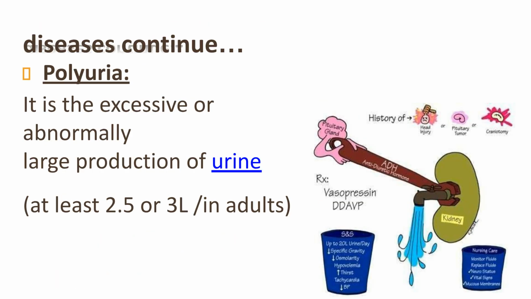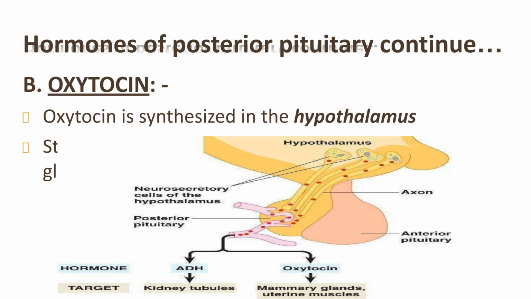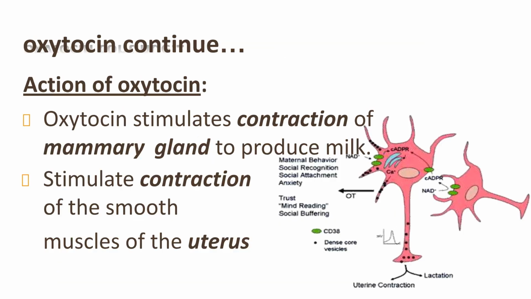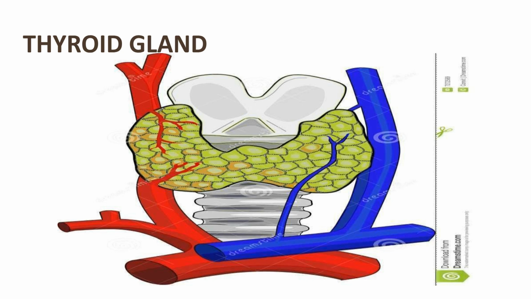The posterior pituitary stores antidiuretic hormone, or ADH, also known as vasopressin, which is synthesized in the hypothalamus. The two primary functions of ADH are to retain water in the body and to constrict blood vessels. A disease related to ADH is diabetes insipidus, characterized by excessive thirst and the excretion of large amounts of severely diluted urine. Another related condition is polyuria, which is the excessive or abnormally large production of urine, defined as at least 2.5 or 3 liters in adults.